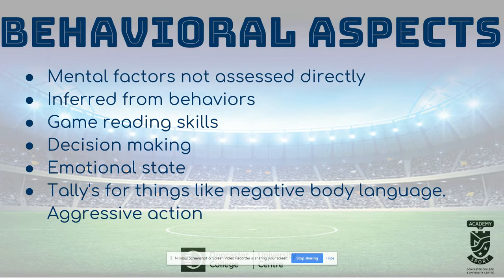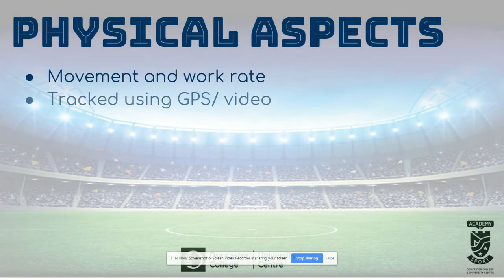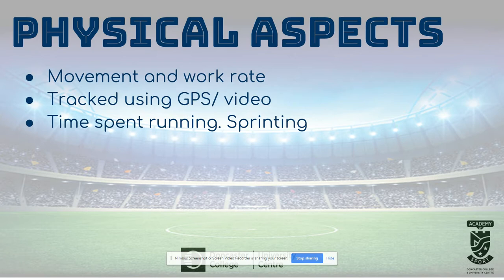We have the physical aspects, which is movement and work rates, often using GPS in the bigger teams, and sometimes using video. It's harder to do on video, but obviously we can do it. Tracked GPS is much better, so it tells us lots of different things: velocity, speed, change of direction, time spent running, time spent sprinting, maximum speeds. I think there are 80 different points of data that the newer GPS software can come up with, including heart rate, fatigue levels, and things like that.